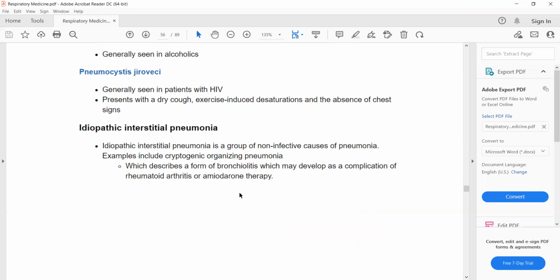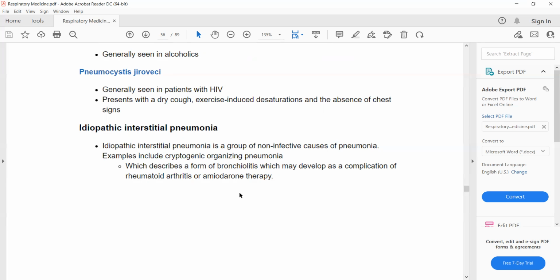Idiopathic interstitial pneumonia is basically a non-infective cause of pneumonia. Excuse me, doctor, I have one question. Mycoplasma and Legionella give bilateral patchy shadows, right? In X-ray, yes.